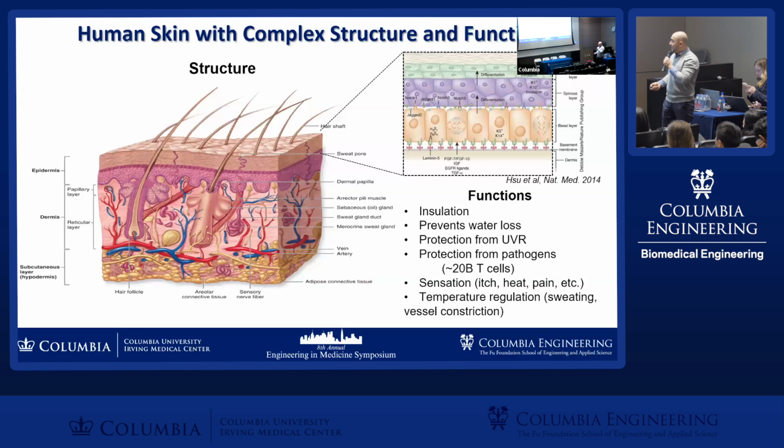And the skin is our largest organ that connects us to the outside world, so it's no surprise that it is equipped with protective and interactive functions. In fact, human skin has more than 20 billion T cells, which is twice the number of cells that are circulating in our blood. It is highly innervated with different specialized sensory neurons that specifically sense itch, heat, pain, cold, or touch. So given this complexity, it's really fascinating for tissue engineering purposes.